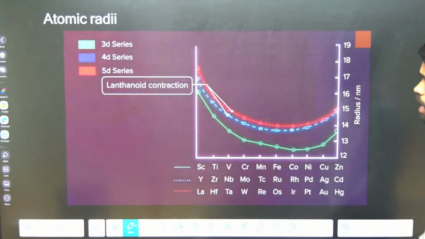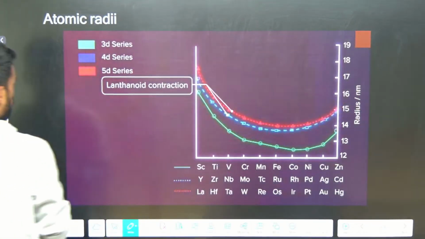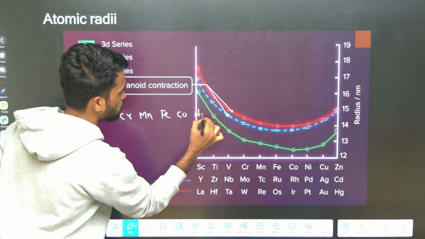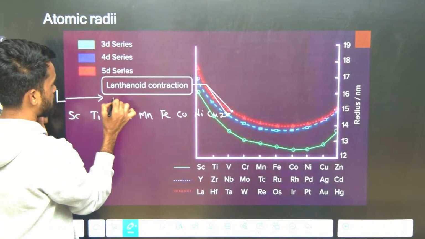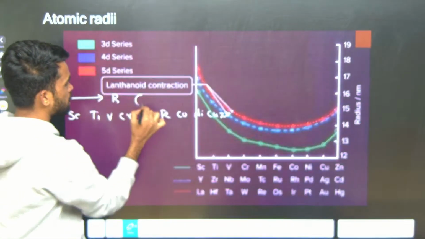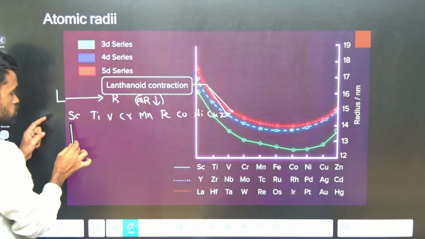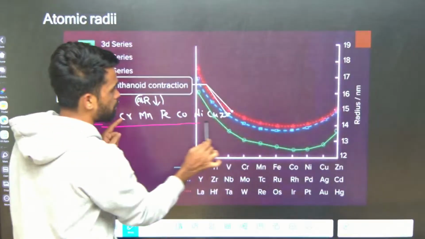And the next, atomic radii, one of the very important physical properties to be remembered. What are the elements we have seen? Scandium, titanium, vanadium, chromium, manganese, iron, cobalt, nickel, copper, zinc, from 21 to 30, this is the 3d series. Now, in the periodic table, when we move from left to right, the atomic radius decreases. So scandium and titanium will have a larger atomic radius when compared with the elements on the right, like zinc.